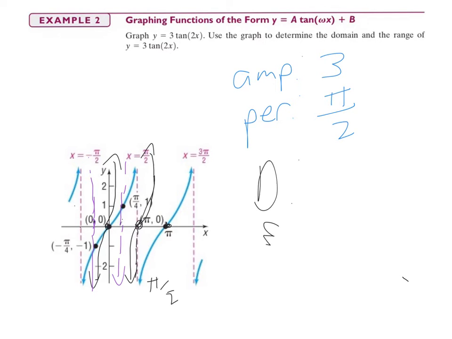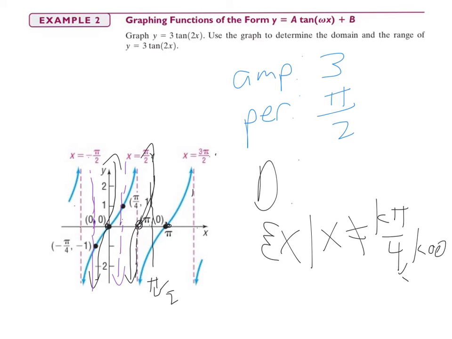The domain would be the set of all x values such that, if you notice, the asymptotes would now be at intervals of, right, this would be this asymptote at 3 pi over 2. Since the period was cut in half, it'd be at 3 pi over 4 now. Like right there. So it'd be a set of all x values such that x cannot be at k pi over 4 now, with k being odd. And the range still looks like it'd be the set of all real numbers.